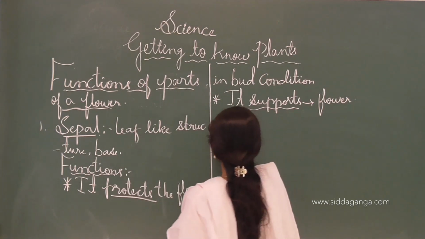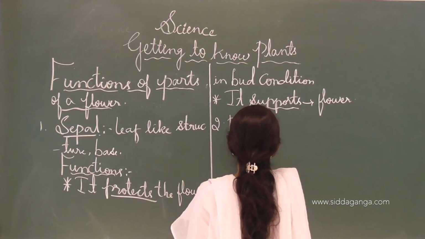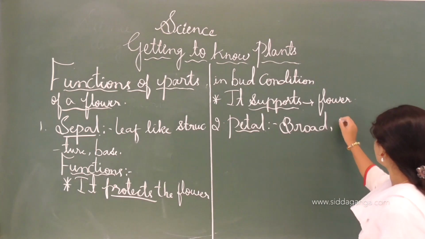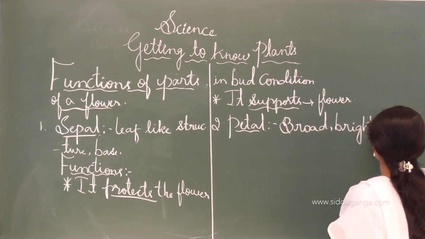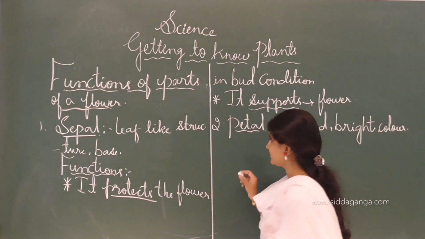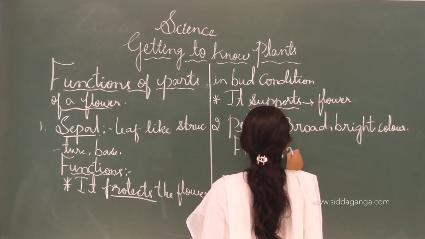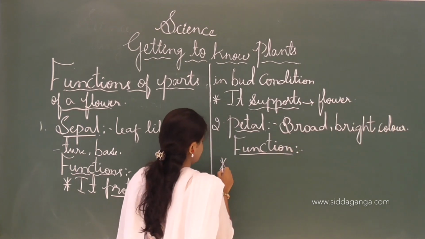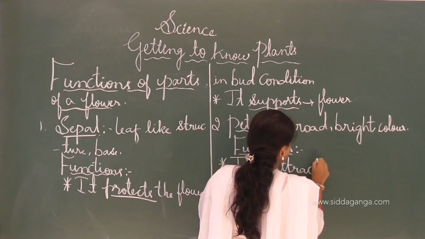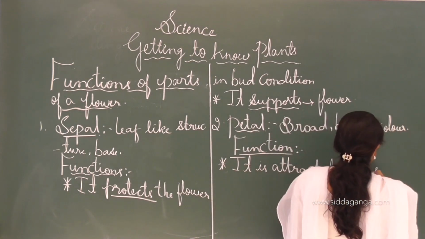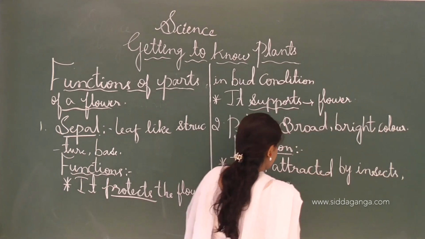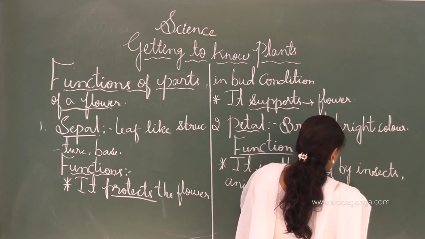Next one is the petal. Petals are broad and bright in color, and the petal usually attracts insects. The functions of the petals are that it attracts insects, animals, and also human beings.